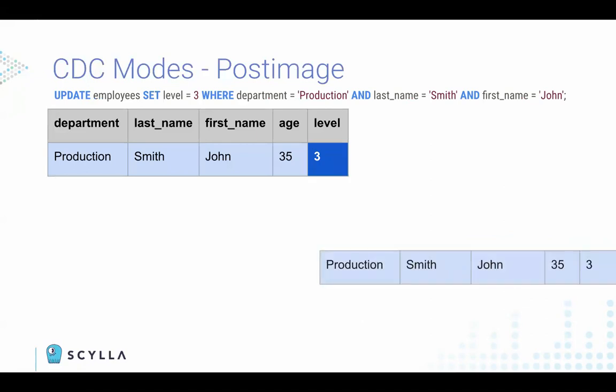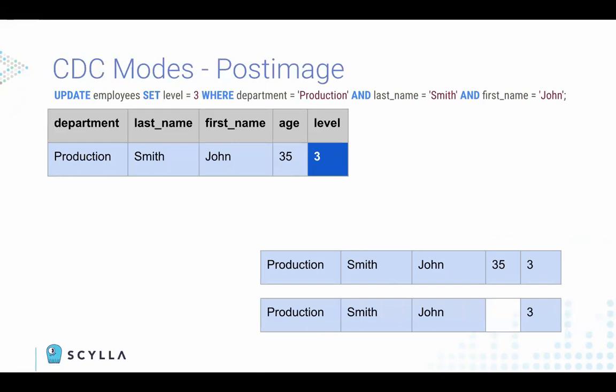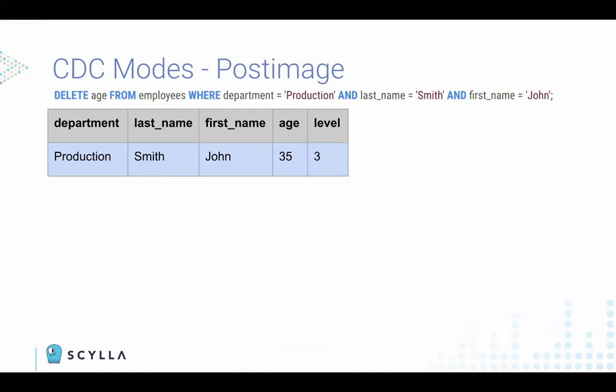When we update, the postimage is actually the new state of the whole row. And we can compare this to the delta. Notice how this is different from the preimage because the postimage contains all the columns, no matter whether they participated in the operation or not. That's why we have age in the postimage.